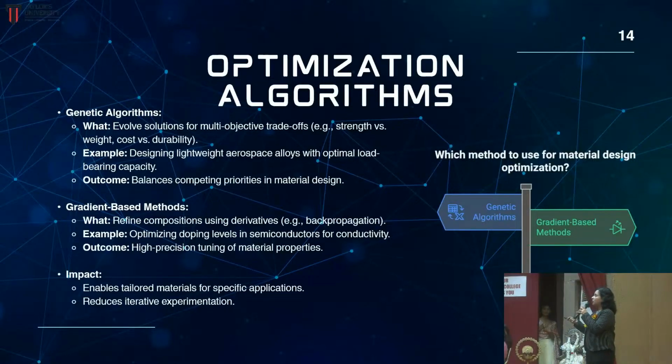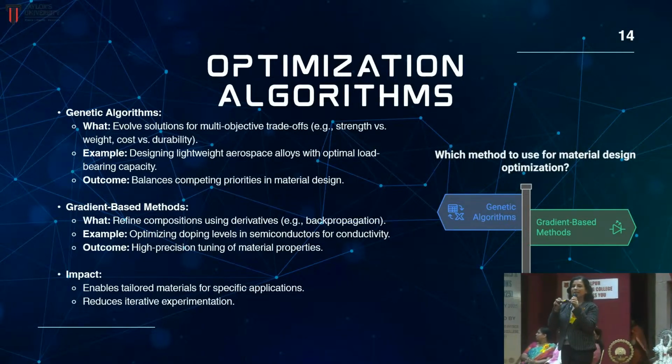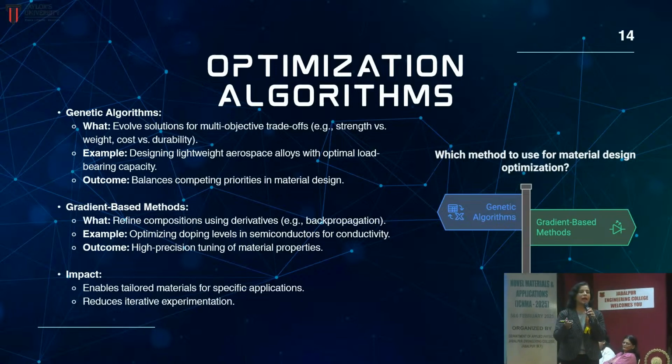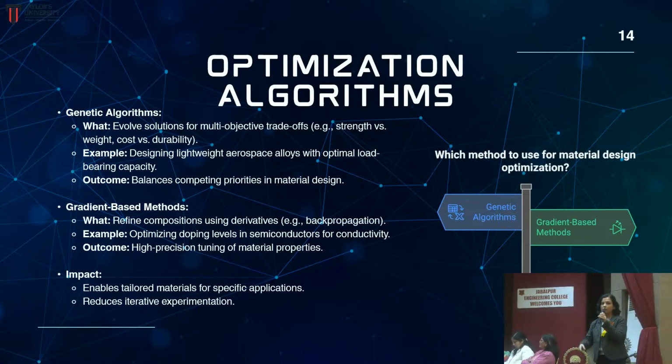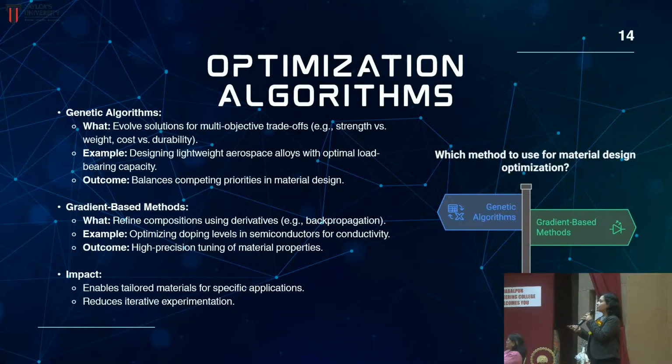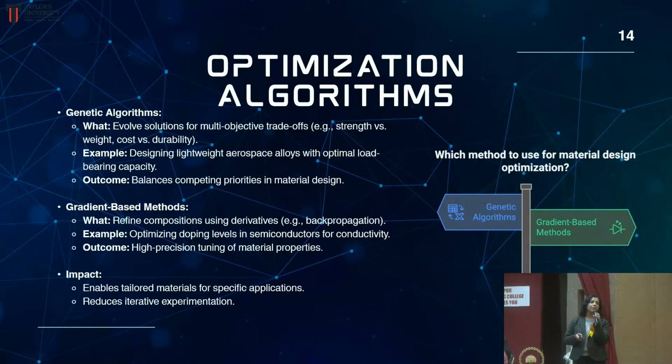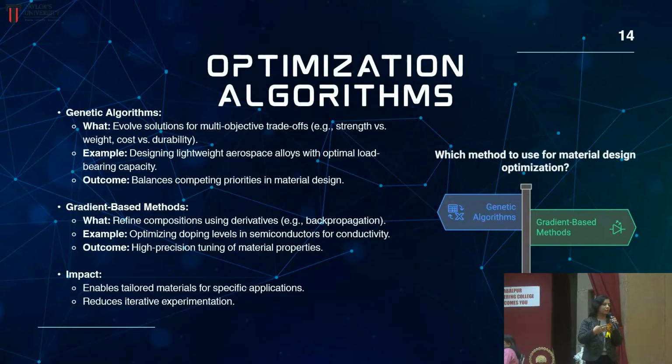The impact of all this is that it enables tailored materials for specific applications. Suppose we want to apply any specific techniques or want any specific outcomes, we use all these tailored techniques to arrive at the specific outcomes. This also reduces the iterative experimentation, that is, we do not have to perform iterations again and again. And error would also be reduced.